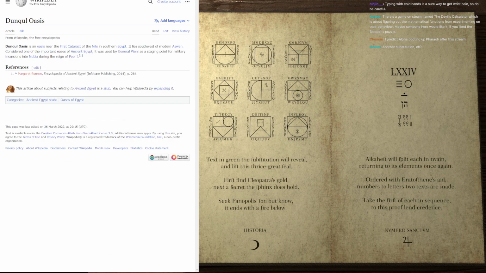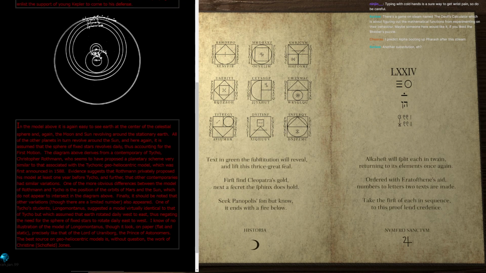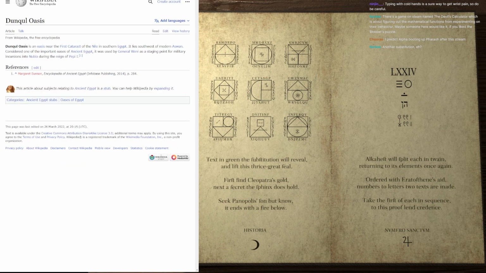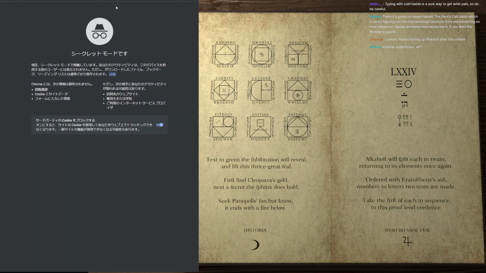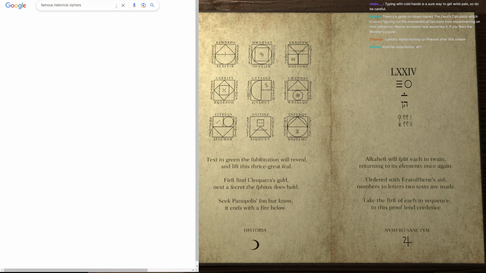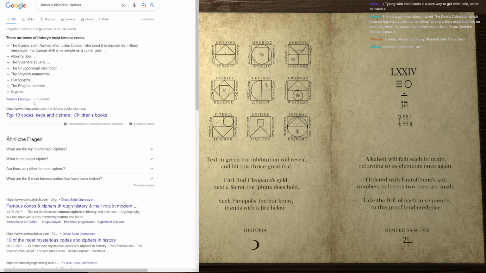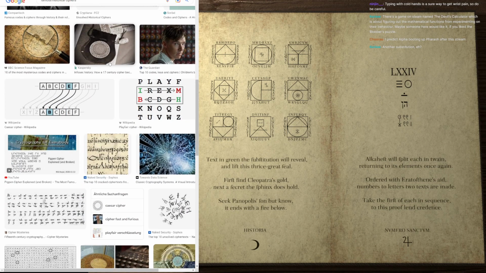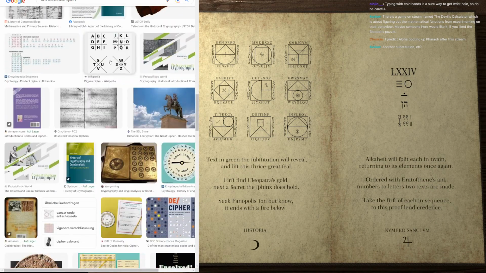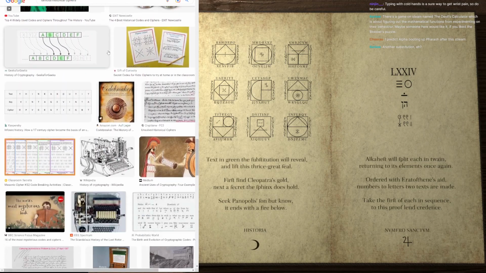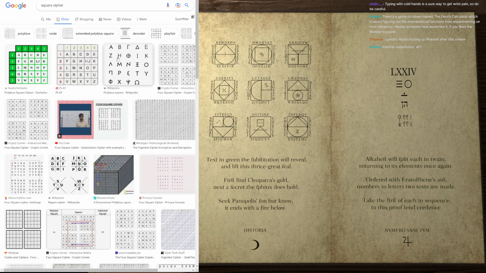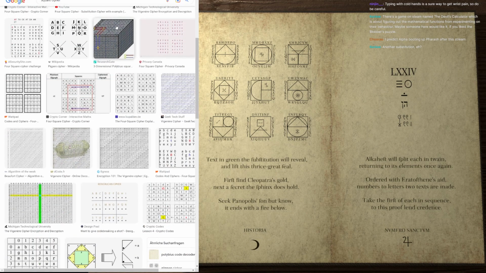Okay, let's first close all the other windows that I don't need. I don't need you. Nope, I need you. Oh, Zosimos, maybe. Okay, well. Is there anything that looks like these, square cipher or something? Not really.